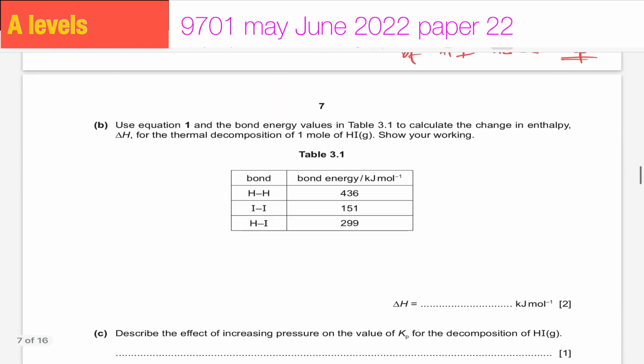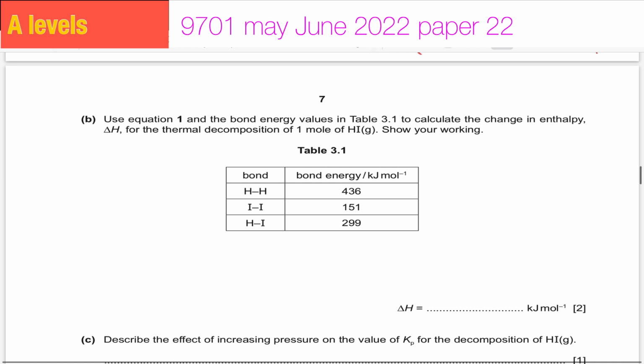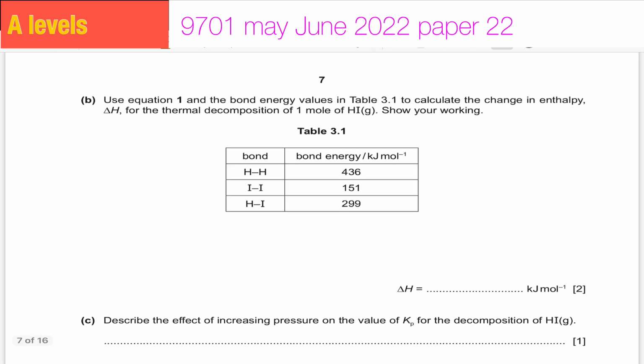Okay, so the next part of the question is: use equation 1 and the bond energy values in table 3.1 to calculate the change in enthalpy delta H for the thermal decomposition of 1 mole of hydrogen iodide. Show your working. So equation 1 is 2 moles of hydrogen iodide gives H2 plus I2. So this is when 2 moles of hydrogen iodide decompose, and they are asking us the delta H for 1 mole of hydrogen iodide.